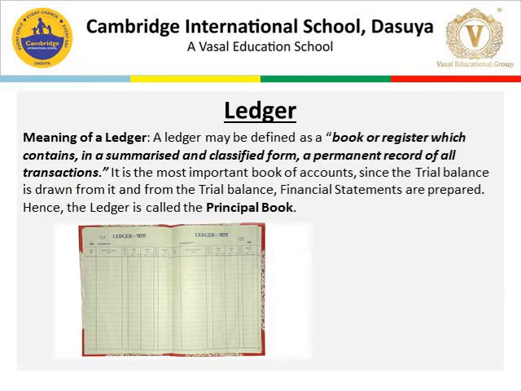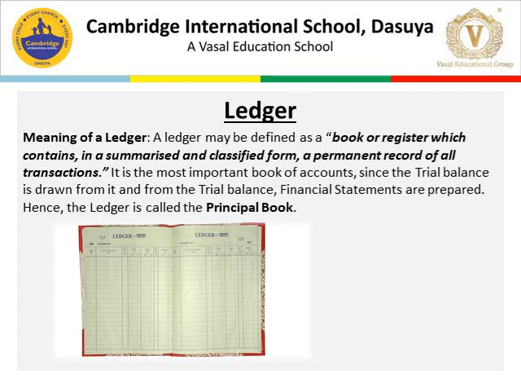Today we are starting a next topic, that is ledger. First we will see the meaning of ledger. A ledger may be defined as a book or register which contains, in a summarized and classified form, a permanent record of all the transactions.